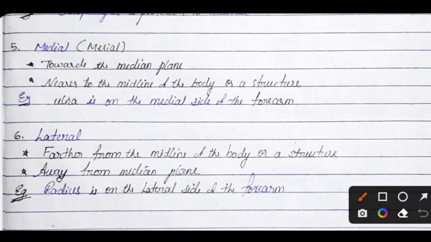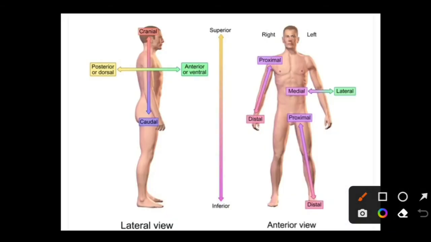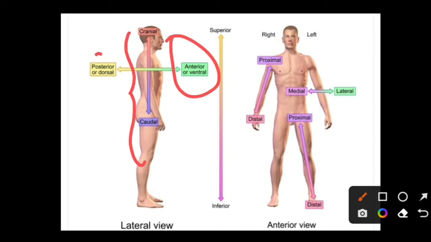Next comes sixth one is lateral, which means farther from the midline of the body or a structure, or we can say that away from the median plane. For example, radius is on the lateral side of forearm. We can observe in this the frontal part is anterior or ventral and the back part is posterior or dorsal.